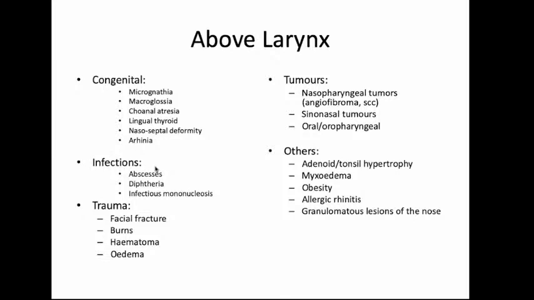Among infections, I have a few examples. Abscesses like a retropharyngeal abscess. That's an abscess in the posterior part of the throat. Pediatric infections like diphtheria, infectious mononucleosis. All this can cause obstruction.